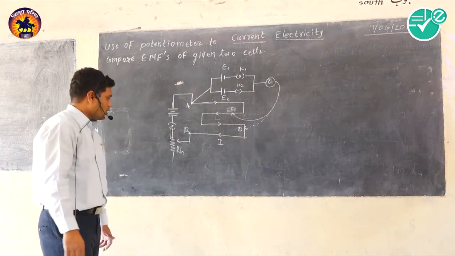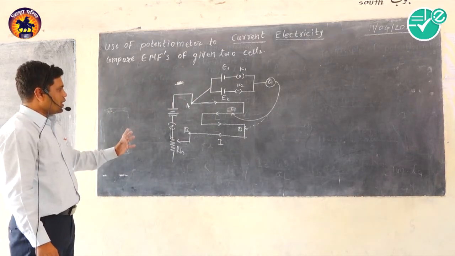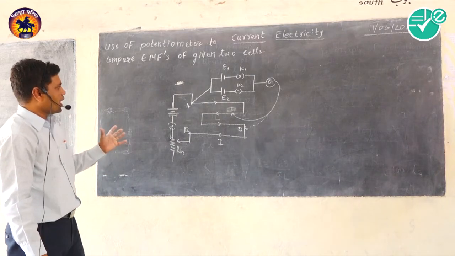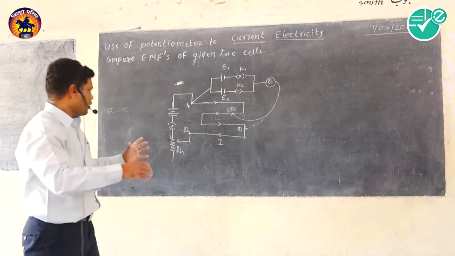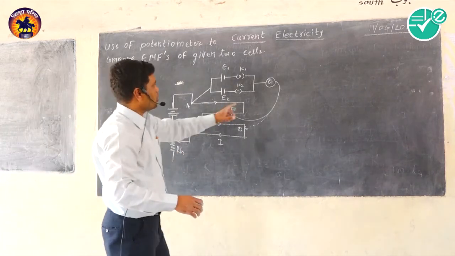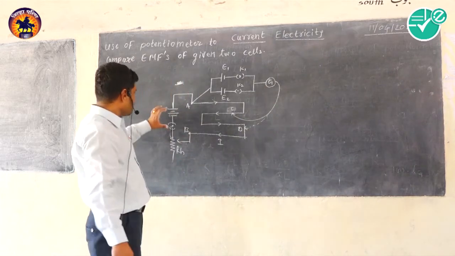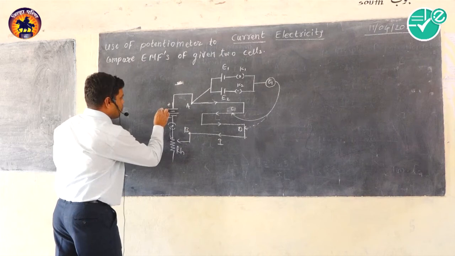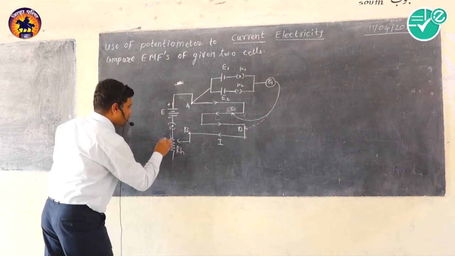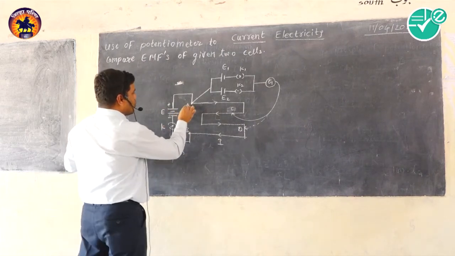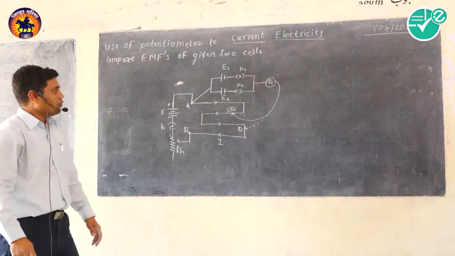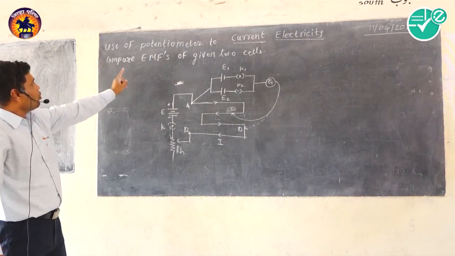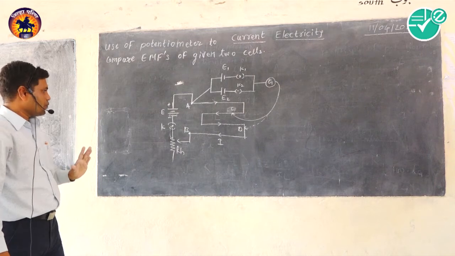Suppose this is a very short circuit diagram. I have not written all the description for each component here, because this is a cell E, rheostat RH and key K, point A and point B. Now this is the required circuit diagram for use of the potentiometer to compare EMFs of two given cells.